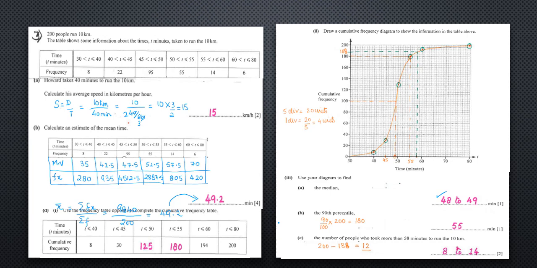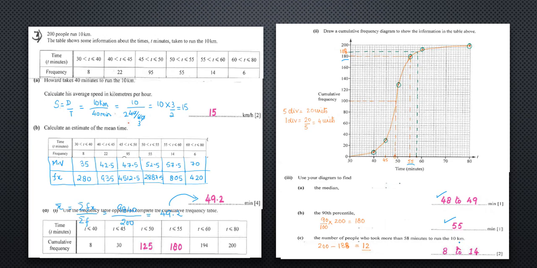Now for the 90th percentile, 90% of the total frequency. Total frequency is 200. So 90% of 200 is 180. So on the y-axis, we need to locate 180. We don't need to do much because 180 is straight away there on the y-axis. We again draw a line, meet the curve, and find the corresponding point, which comes out to be equal to 55. So there you are. That's the answer, 55.